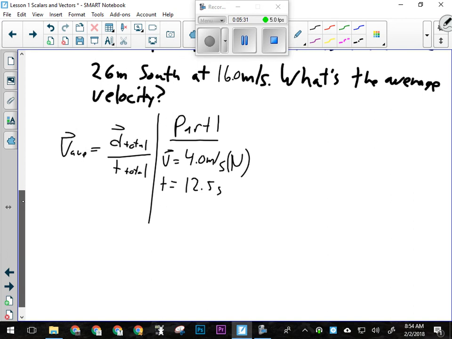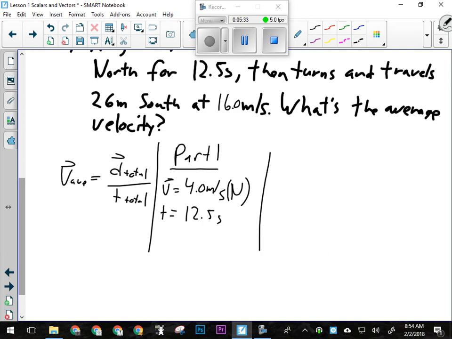Okay, the other part of this trip, sorry, is that the garbage truck travels 26 meters south, so that's a displacement. How do I know that? How do I know that 26 was a D and not a V? Austin, how do I know? Okay, it's a vector quantity, but how do I know it's not V with the arrow versus D with the arrow?